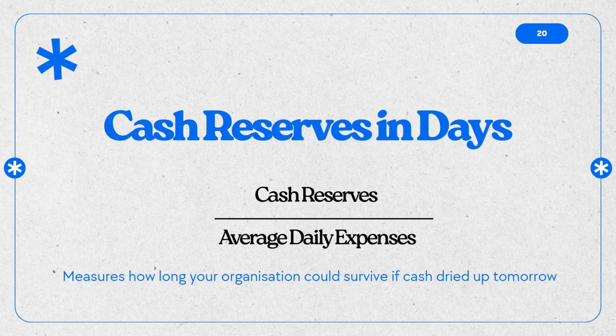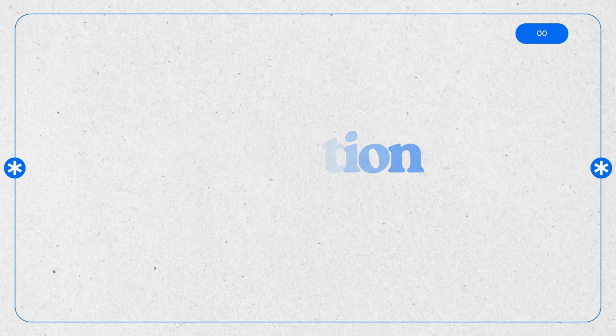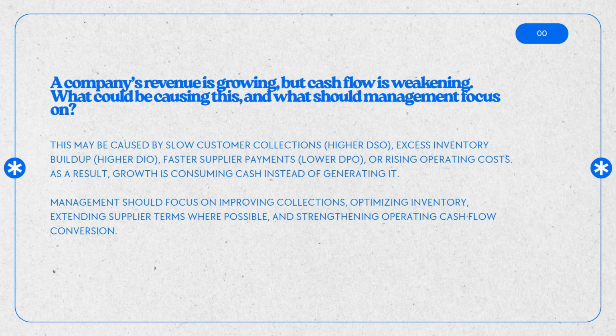Question coming up is, a company's revenue is growing but cash flow is weakening. What could be causing this and what should management focus on? This may be caused by slow customer collections, higher DSO, excess inventory build-up, higher DIO, faster supplier payment, low DPO, or rising operating cost. As a result, growth is consuming cash instead of generating it. Management should focus on improving collections, optimizing inventory, extending supplier terms where possible, and strengthening operating cash flow conversion.